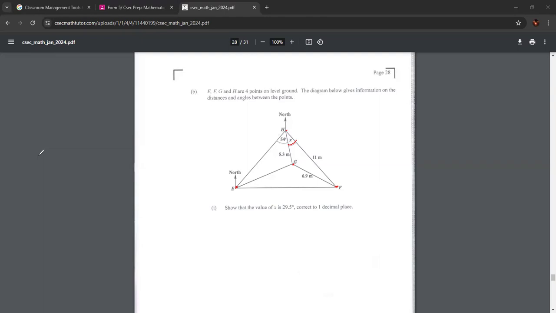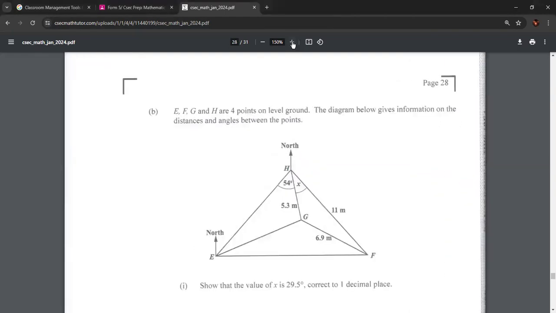Remember, we are dealing with a triangle, so we're applying one of the rules that we have done before. Show that the value x is 29.5. Now, x is a part of this triangle here.